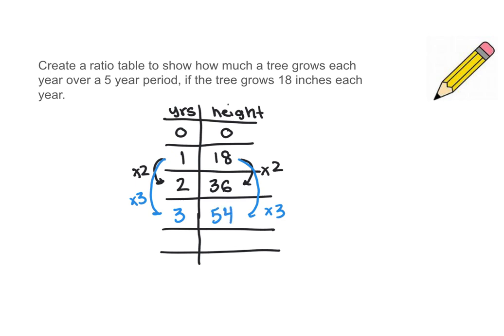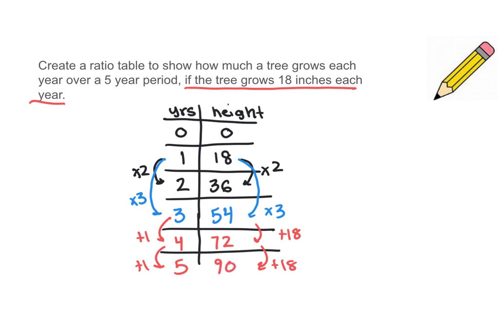But now you could also just add a year. So you could add 1 year, and then for every year we add, we would add 18 inches. So 54 plus 18 is 72. If we add another year, then that means we add 18 more inches, and that puts us at 90.